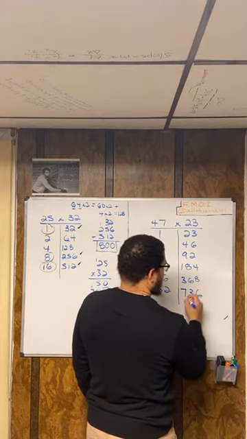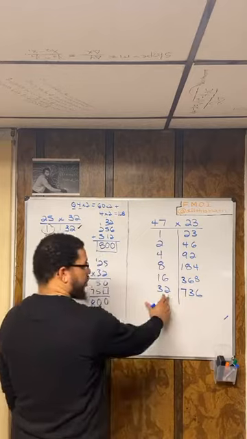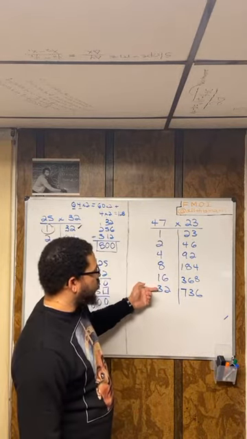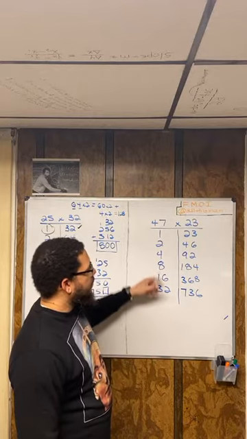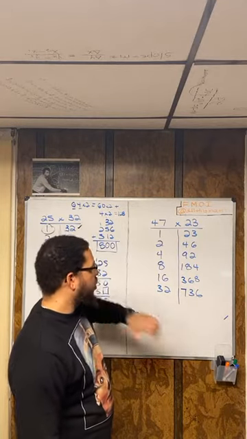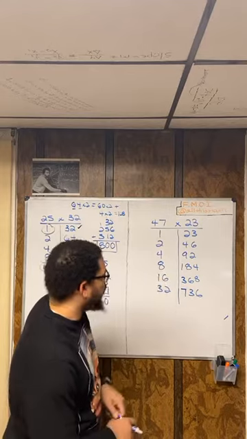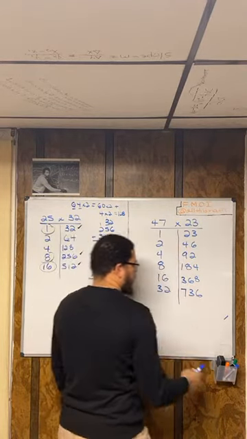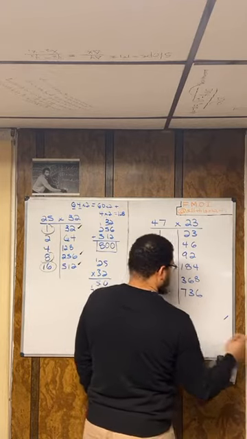600, 120, and 16. We stop at 32. Again, why do we stop at 32? We stop at 32 because if we go past 32, if we double 32, we get 64. 64 is bigger than 47. So we stop at 32. So now we're looking for numbers that add up to 47. Numbers from this column that add up to 47.